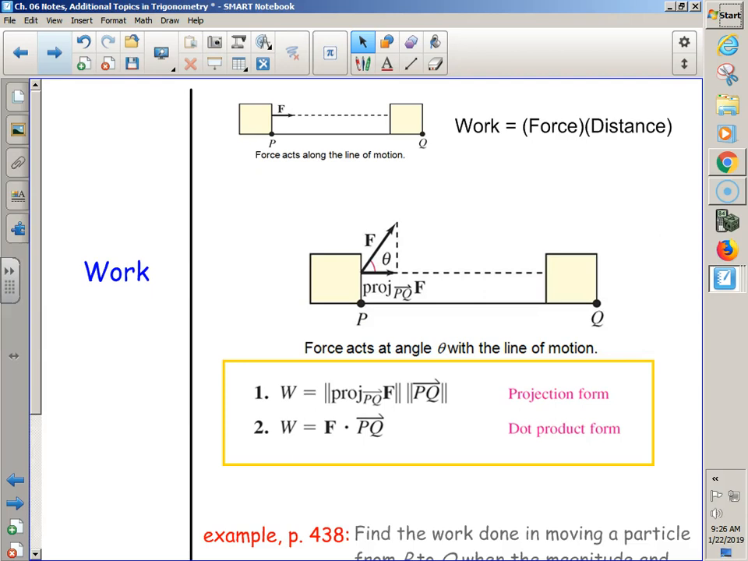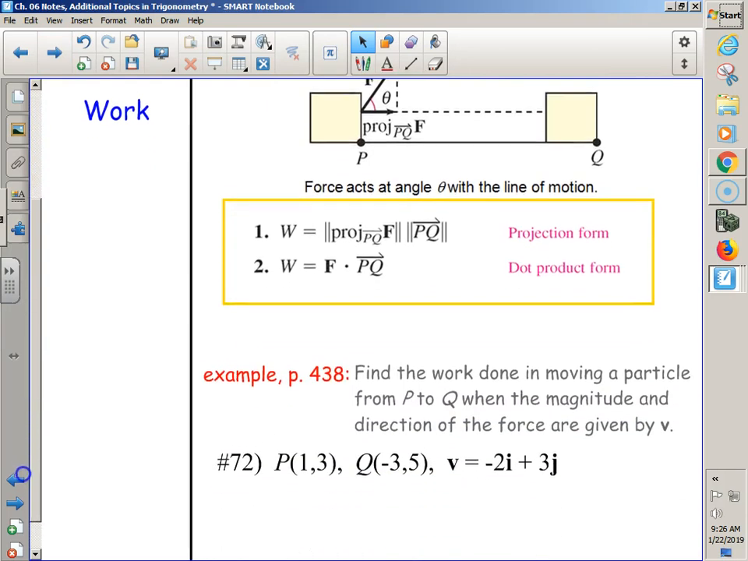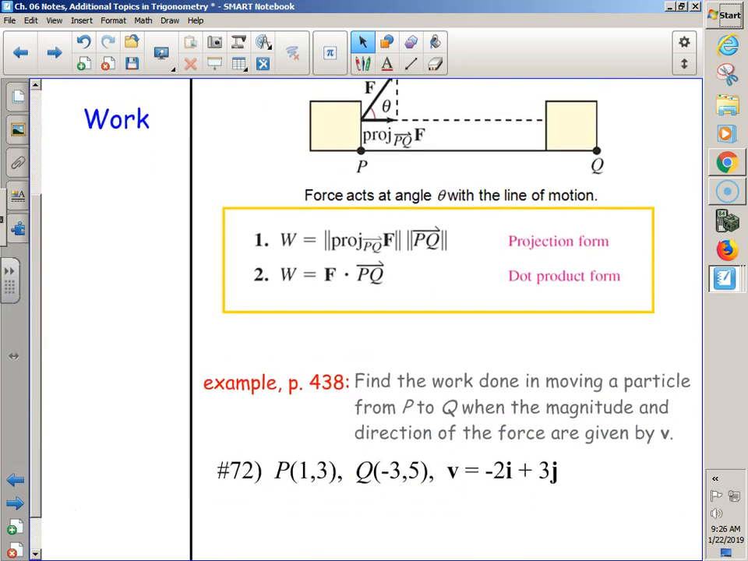Even though I feel all this work happening, it's only resulting in a decrease in the actual movement of the object I'm trying to pull, as my example. So as soon as we have forces acting at an angle, that's the scenario. One way of talking about it would be the magnitude of the projection vector times the magnitude of the actual distance that's moved. So one way is the magnitude of the projection times the distance, basically, the magnitude of PQ.